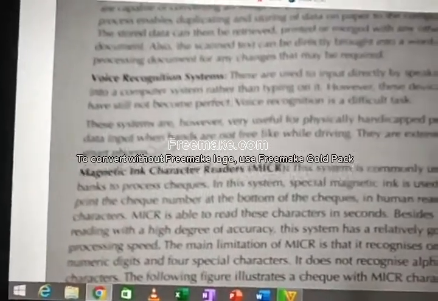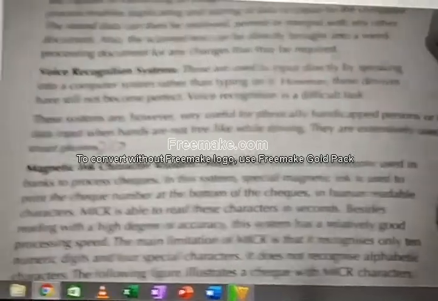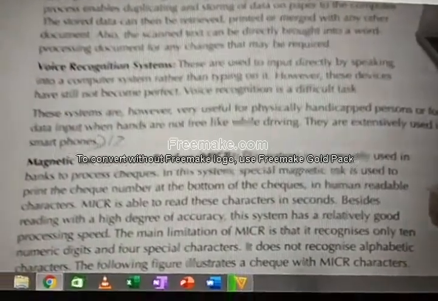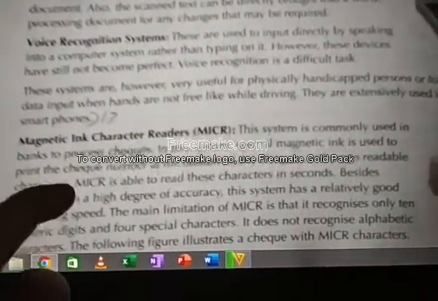The systems are, however, very useful for physically handicapped persons. Most probably for those who are handicapped, this will be very useful. If they talk, that will be enough for them to type the message they want.